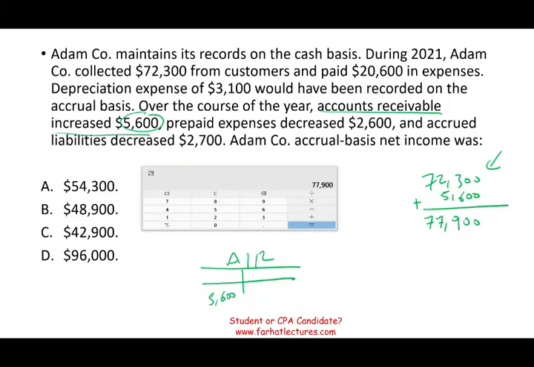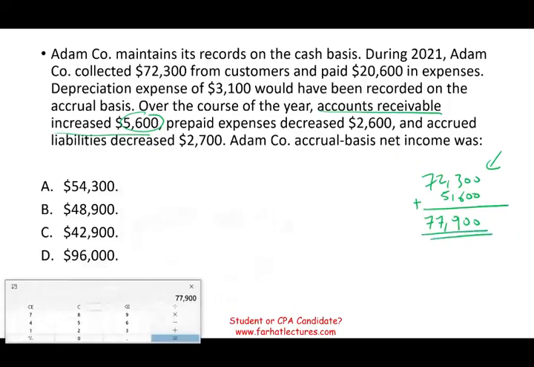Now, if your accounts receivable went down overall, if your balance went down, then we would have to deduct. It means some of the cash you received was for previously performed work. But since your accounts receivable went up, we add. Now we're done with revenue. That's basically revenue. Now we have to compute expenses.